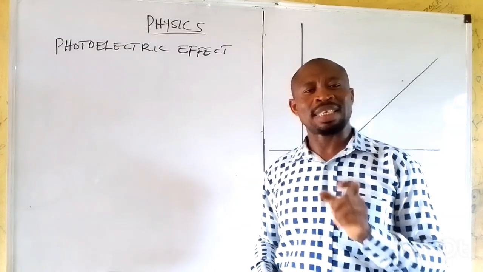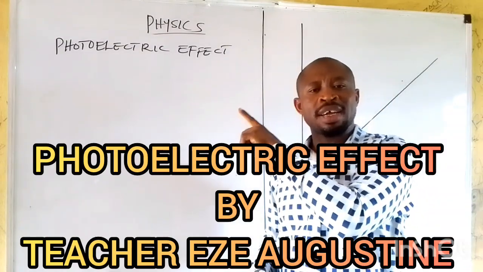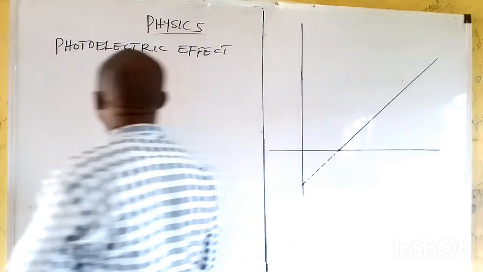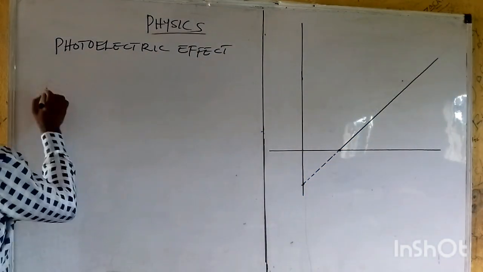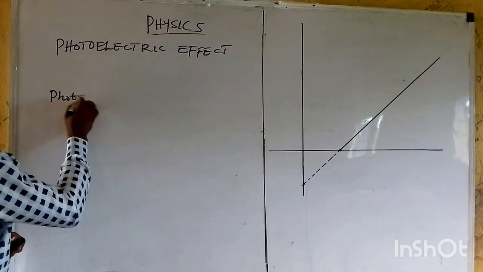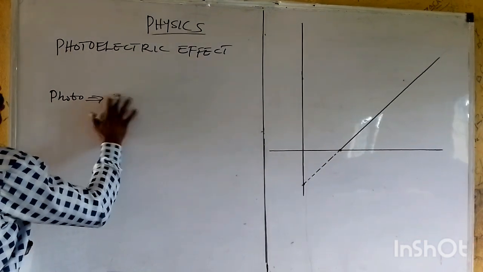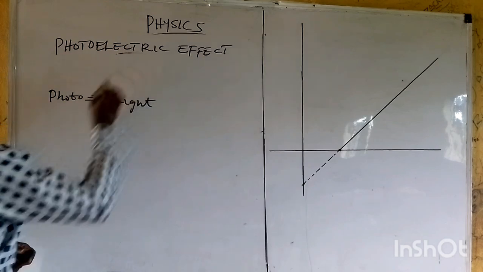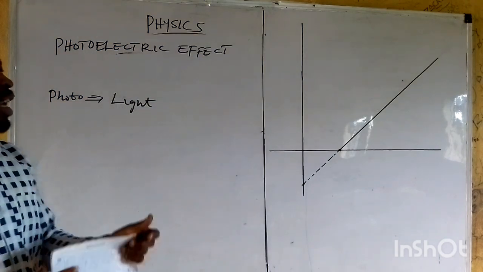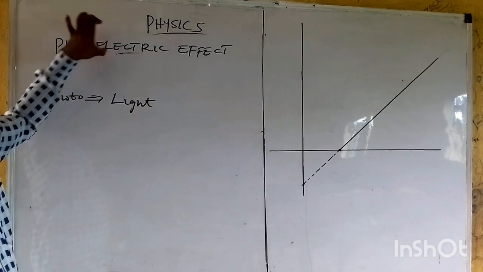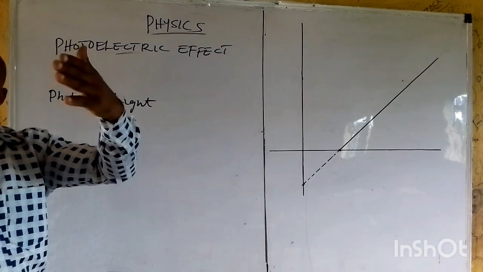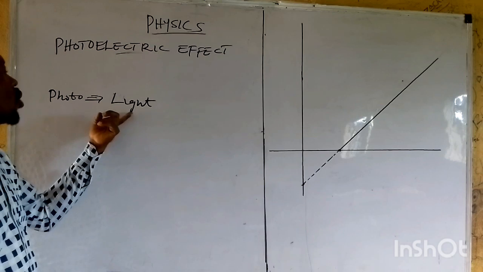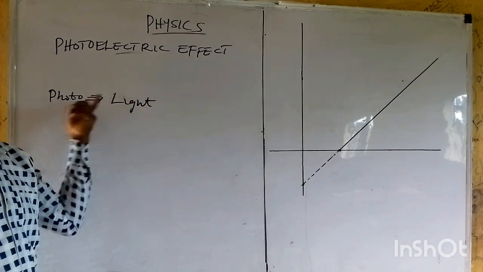Today I want us to look at photoelectric effects. Now, by photoelectric effects, we'll start by breaking these into two. Photo means light, while electric means electricity. Photoelectric effect is just a process whereby electricity is generated in the presence of sunlight or using solar radiation.